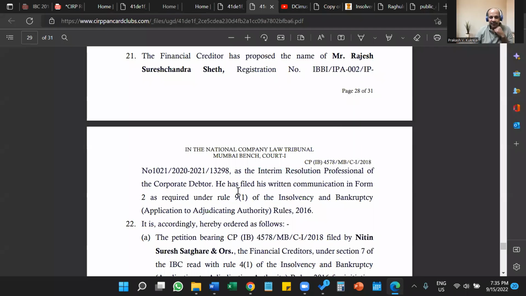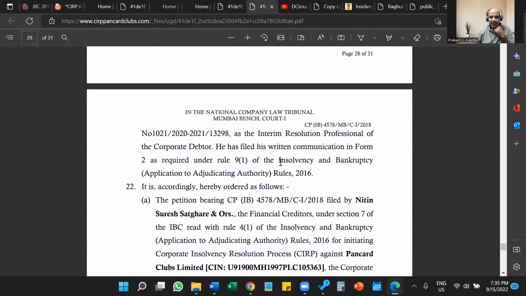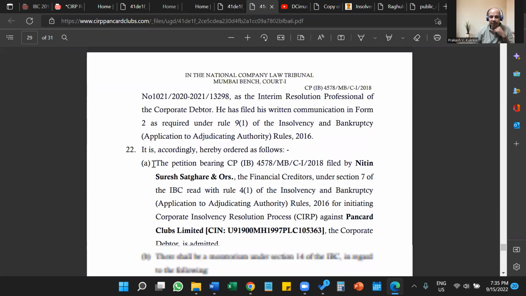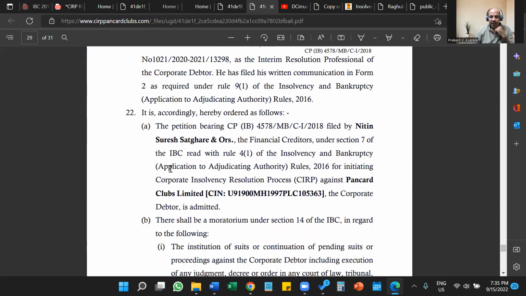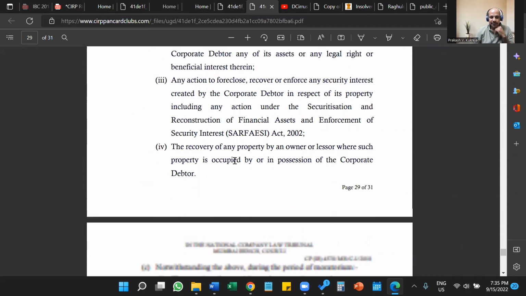Right? He has filed his written communication in Form 2. So as I mentioned, Form 2 is for providing a consent whenever you are being proposed as an IRP, could be under Section 7, 9, or 10. And Form AA comes when you are proposed to be appointed as an RP, right? So accordingly, they have given all this information.